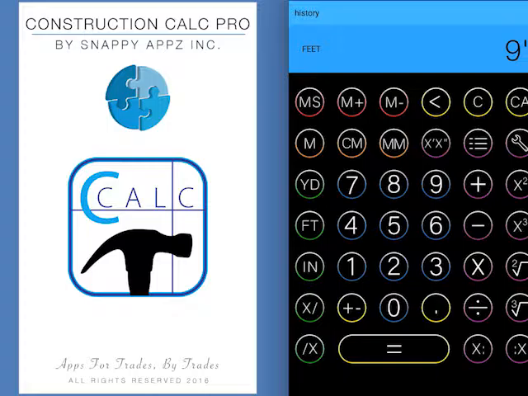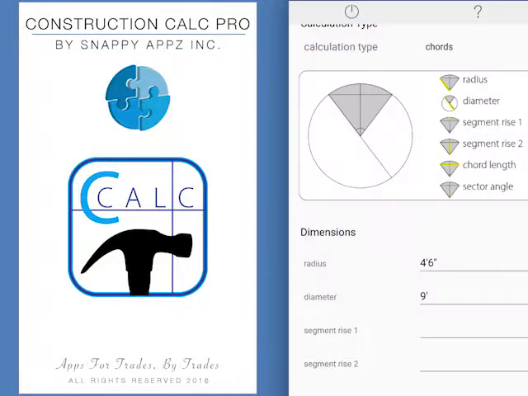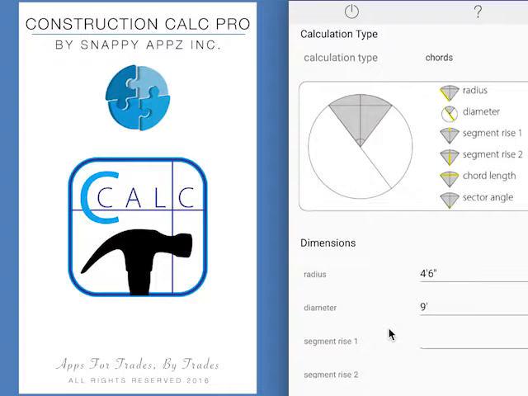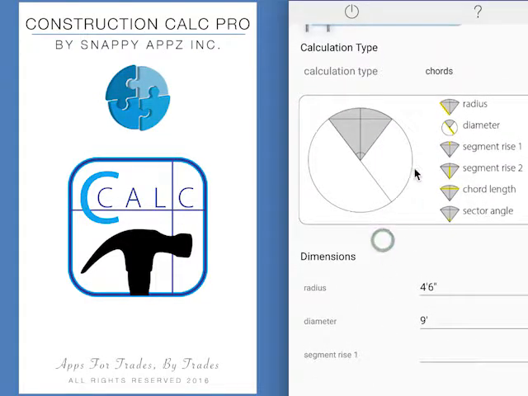We hit the back button on our phone to get out of the calculator to let it know that we're done. It's entered the diameter 9 feet and it's calculated our radius at the same time. But you'll see it's not really calculated anything else at this point. It doesn't have enough information yet.